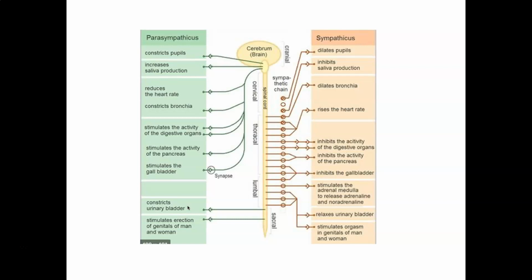On the sympathetic side, then, it's dilating the pupils, which is opposite, right? It inhibits saliva production, dilates the bronchia, raises the heart rate, inhibits the activity of the digestive organs, inhibits the activity of the pancreas, inhibits the gallbladder, stimulates the adrenal medulla in the kidneys to release adrenaline and noradrenaline, which is known as epinephrine and norepinephrine, relaxes the urinary bladder, and stimulates the sexual organs. Okay, so we've got these. Notice how they are opposites.